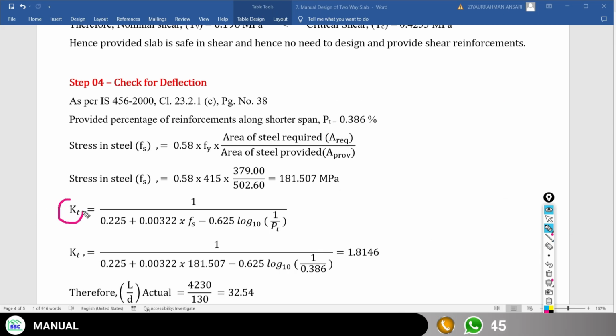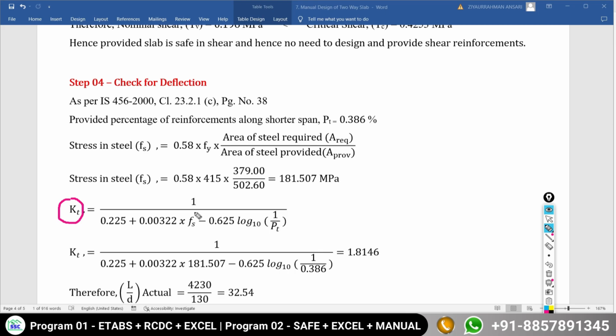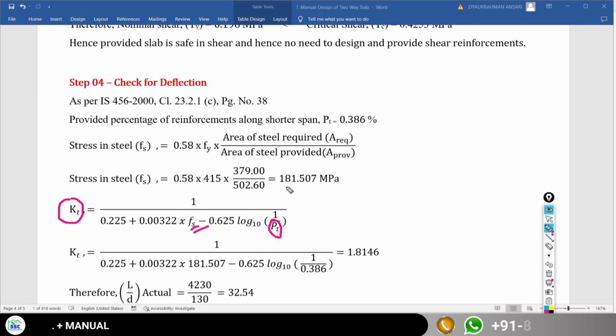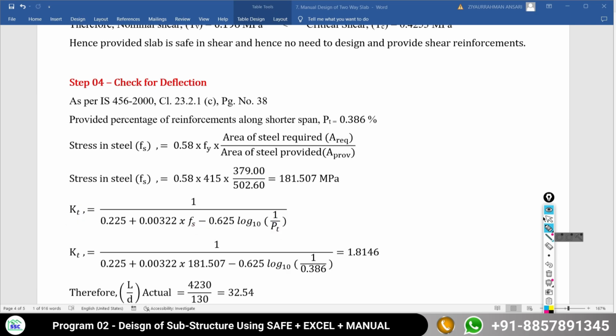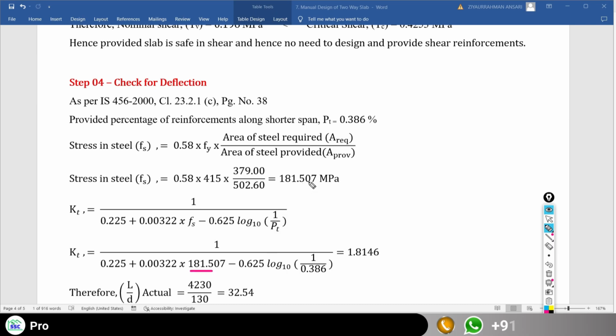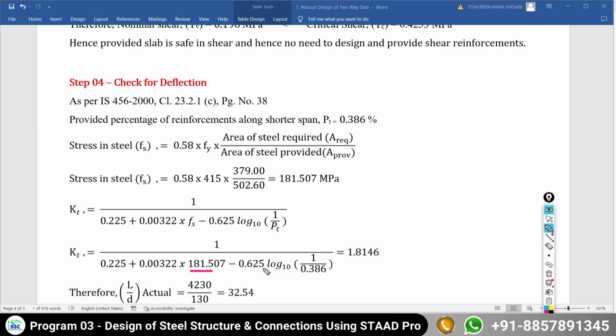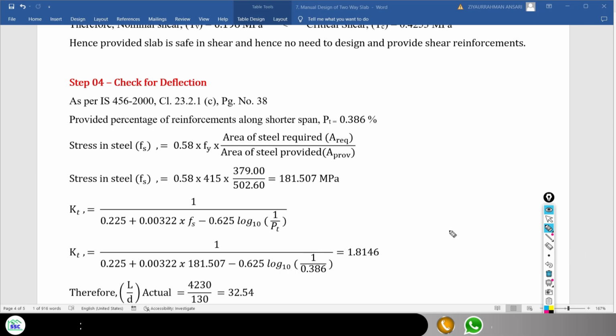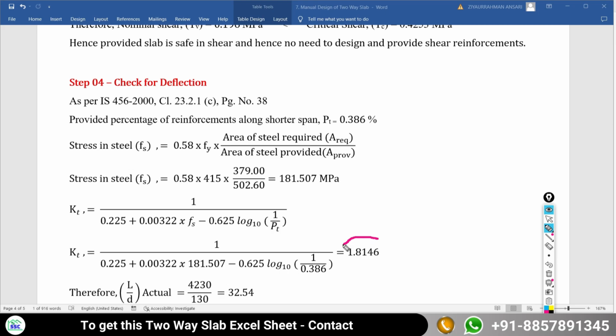Now kt is your modification factor. 1 divided by this formula, where you need the fs value and the percentage of steel. We have calculated the fs value in this equation. Now put the values: 1 divided by 0.225 plus 0.00322 multiplied by fs 181.507 minus 0.625 log to the base 10, 1 divided by the provided percentage of reinforcement along the considered direction. After doing all of this calculation, we get the value of the modification factor as 1.81.